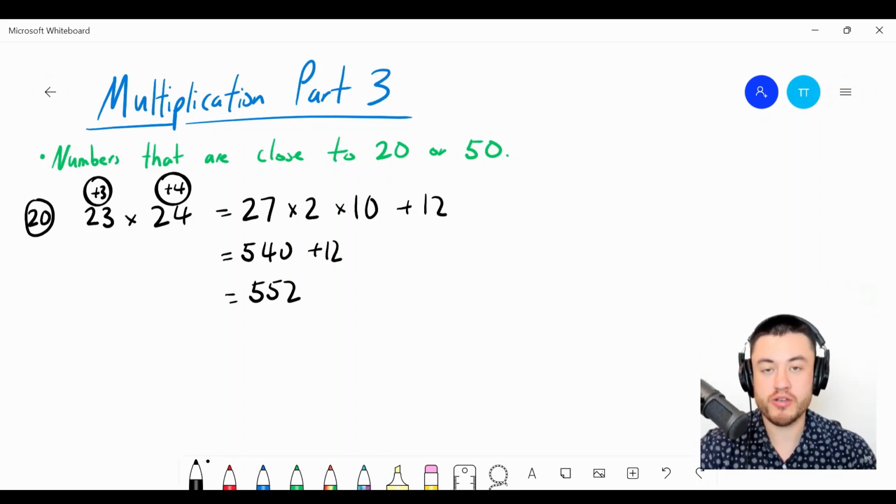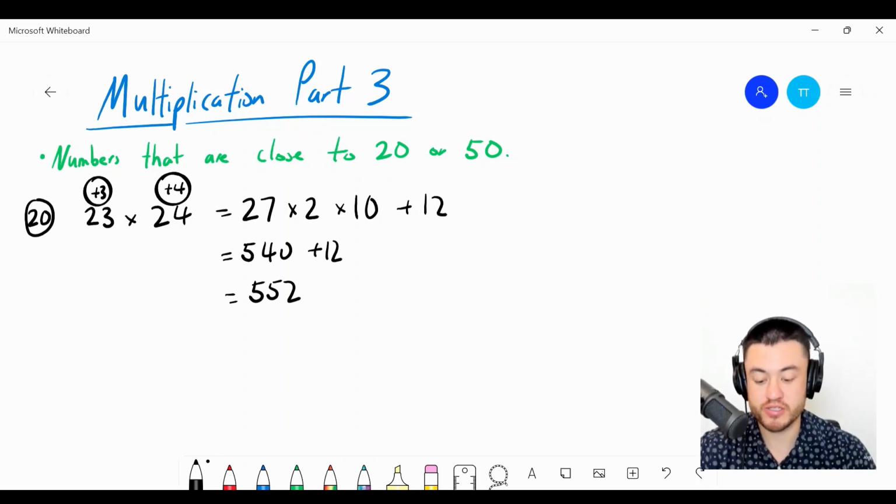And remember that the most important thing here is the mental dialogue. So really in your mind, once you've got your plus 3 and plus 4, you're going 27, double it, 54, times the reference number 540, adding 3 times 4, 552. So in the meantime, we're writing them out, but remember that this is all a mental process that you're trying to speed up.